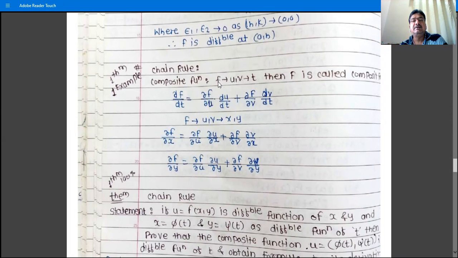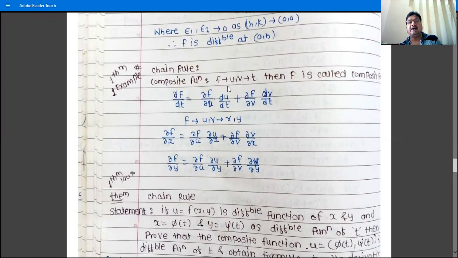Okay, small d. So f is the composite function of t, and therefore f is a single variable function, and so its derivative is denoted by df by dt. And if we have to write the derivative of f with respect to u or v, then use the notation ∂. And if I have to write the derivative of u and v with respect to t, then u and v are single variable functions of t. Then its notation is small d.